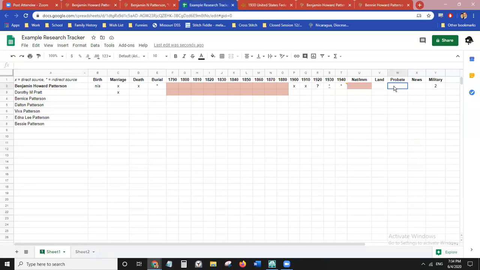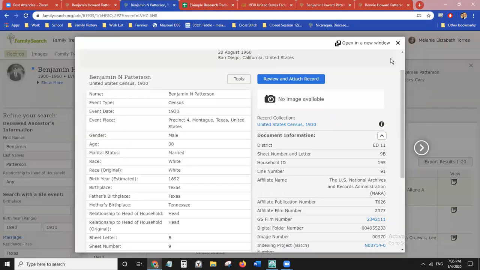I'm almost done with Benjamin. I have a couple more things I need to double check, and then I can probably move on to another person. We're going to do land and probate at a different time. I'm not going to take the time to do that today, but let's see if we can find burial information and maybe a newspaper article, like an obituary or something.